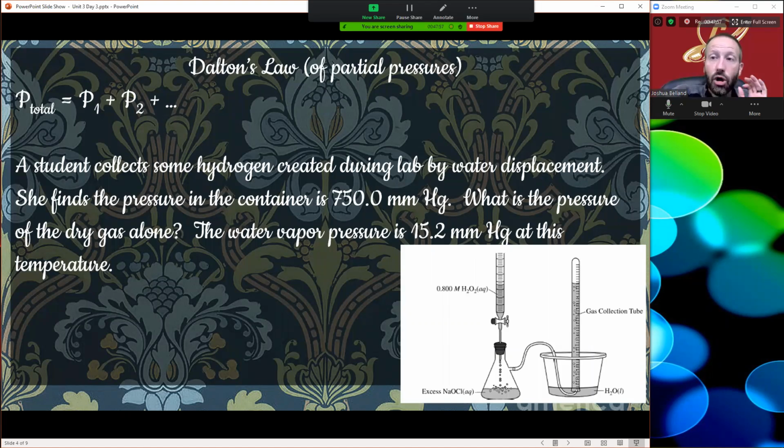Collecting gas with water displacement, we have to account for that water, okay? Very common use of Dalton's law is to do that, especially in laboratory. I wish we weren't virtual, and I wish we could do a lab together. I do have a lab where we collect the gas with water displacement, and we subtract out the water and do the rest of the math with the dry gas alone. Good use of Dalton's law.